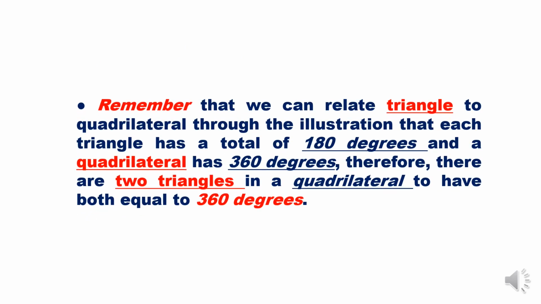Remember that we can relate triangle to quadrilateral through the illustration that each triangle has a total of 180 degrees and a quadrilateral has 360 degrees. Therefore, there are 2 triangles in a quadrilateral to have both equal 360 degrees.